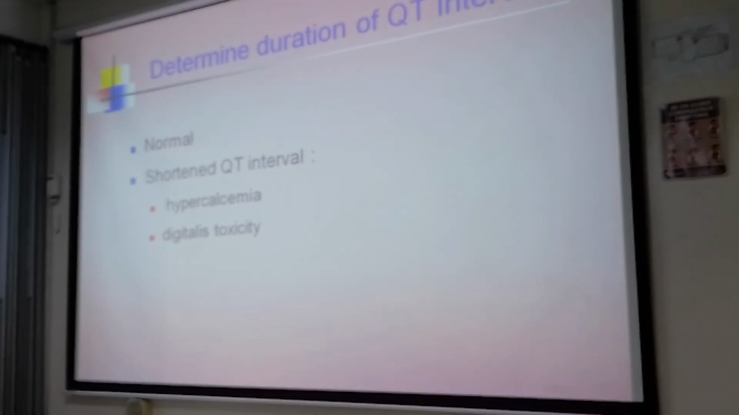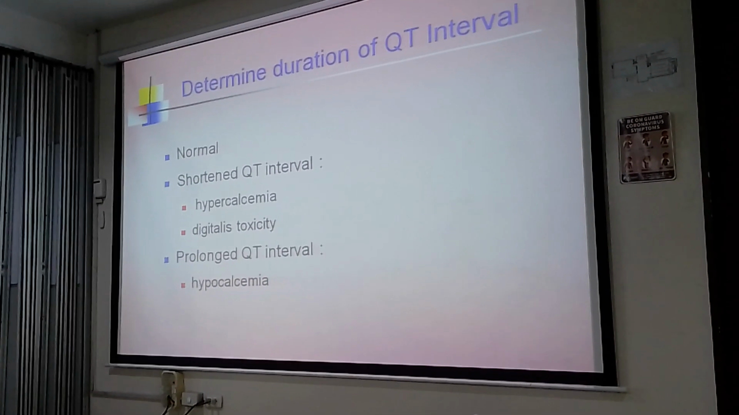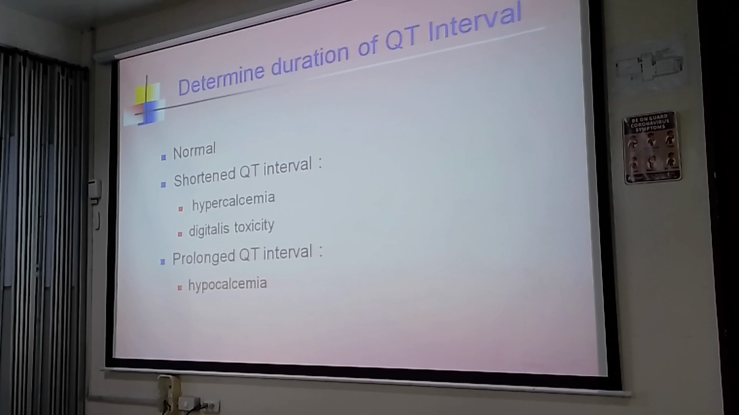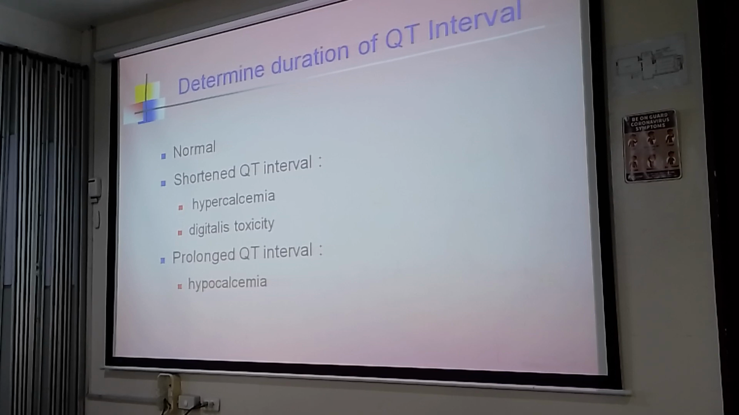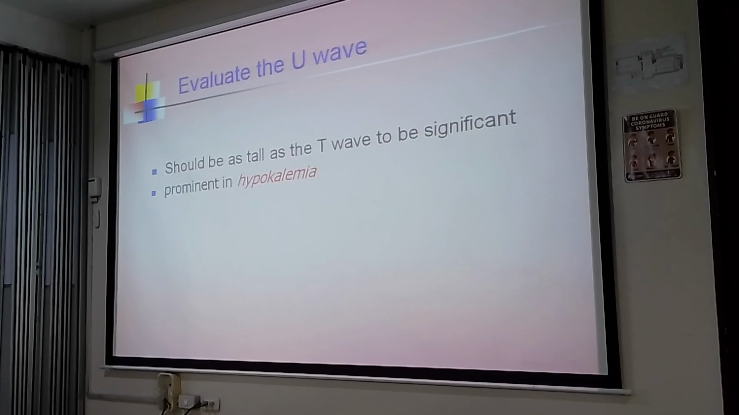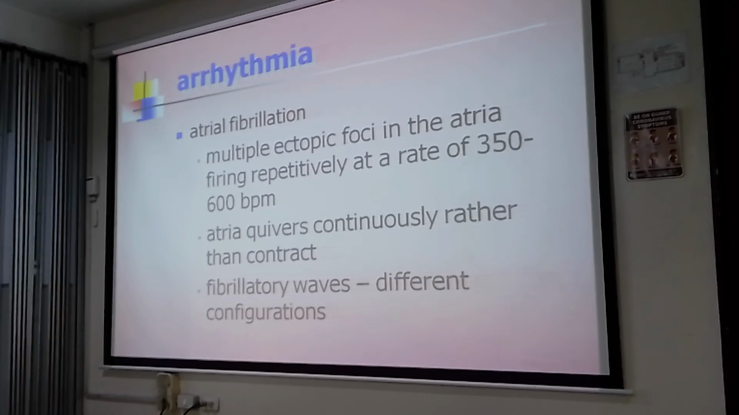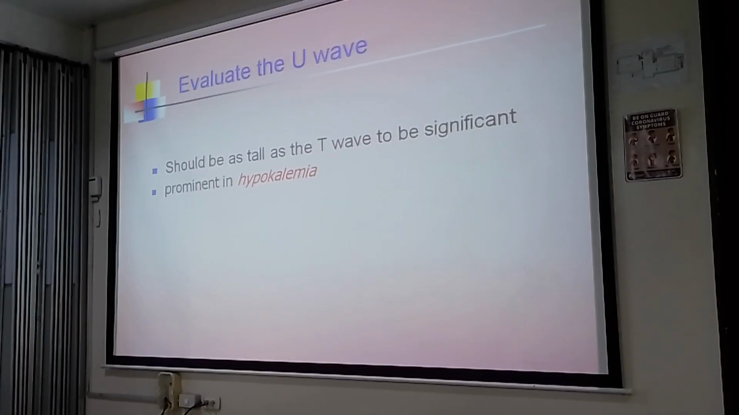QT again, QT can be prolonged, can be shortened depending on what. Hypercalcemia can shorten the QT, hypocalcemia can prolong the QT. Shortened or prolonged QT can lead to ventricular arrhythmias, ventricular tachycardia, ventricular fibrillation, which can lead to sudden cardiac death. Okay? And U wave, the normal U is smaller than the T, and if it's prominent, it is what? Suggestive of hypokalemia. It can be inverted in hyperkalemia.